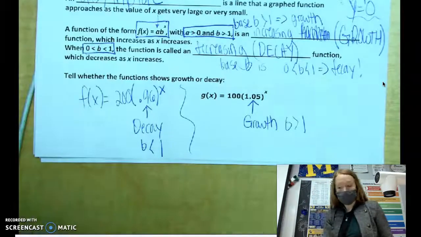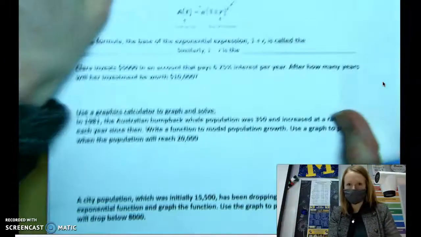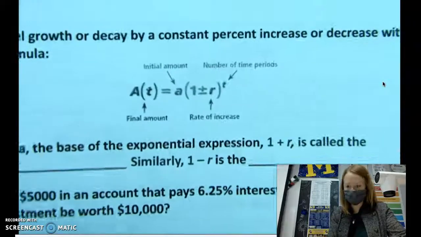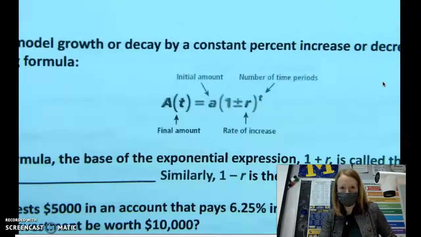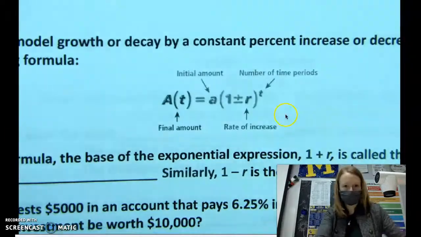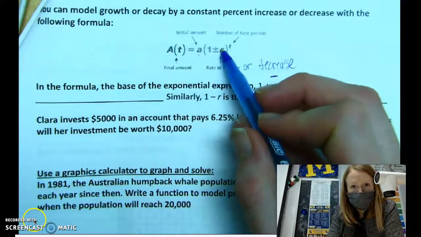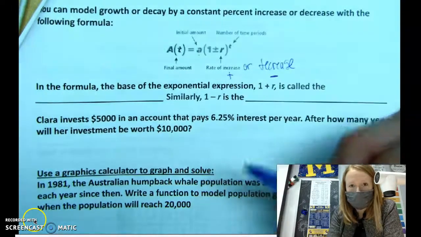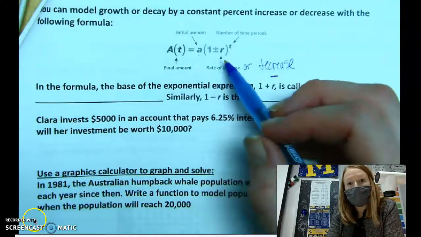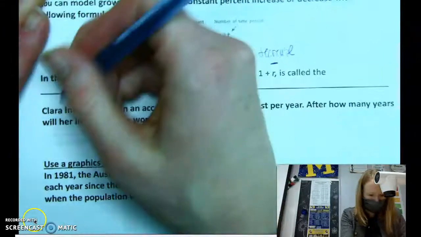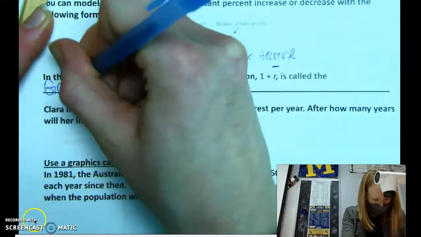This growth or decay function is a big concept in mathematics, and it is denoted by this formula here that I'm going to zoom in on and let you guys copy down. You're always going to plug in the initial amount here, your rate here, and the number of time periods t here to get your final amount here. The big idea, the plus or minus: if it's 1 plus r, that's going to be your growth base.